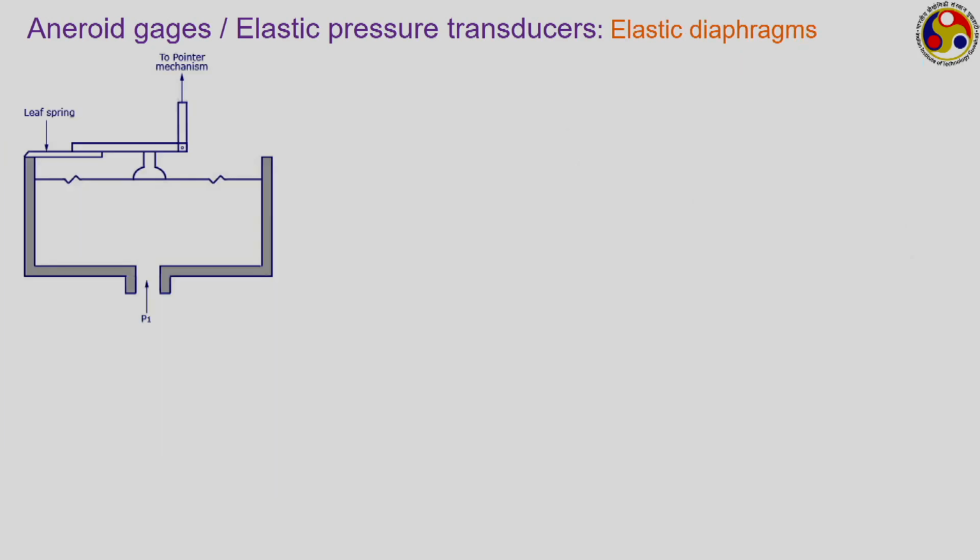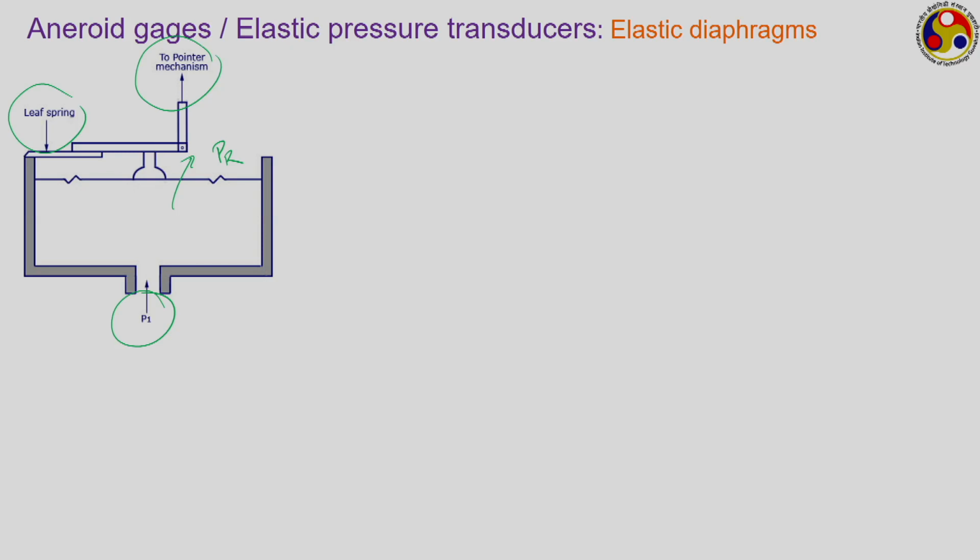Another variation of the elastic pressure transducer is the diaphragm, where we just have a plain diaphragm, one side maintained at a certain reference pressure, like this is the diaphragm, then this side is maintained at some reference pressure PR, and the other side is exposed to the location where you want to measure the pressure. Because of the difference in pressure, there will be a deflection in the diaphragm, which will be sensed by the spring and corresponding mechanism, giving a pointer deflection.